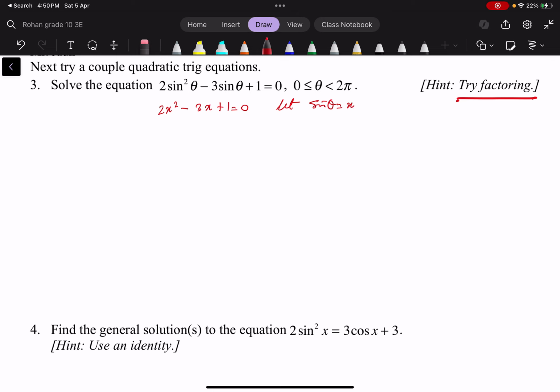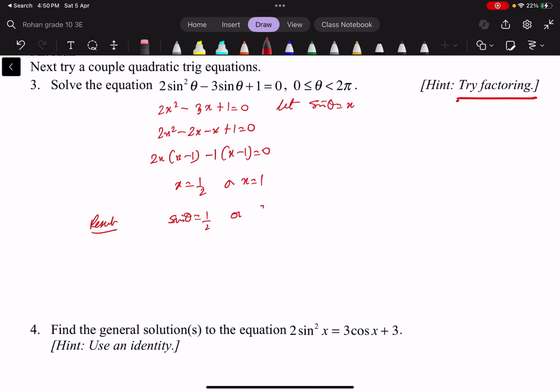2x minus 1 times x minus 1, so the x is equal to half or x is equal to 1. Now resubstitute. Put the value of x back. What is sine theta? Sine theta is either 1/2 or 1.